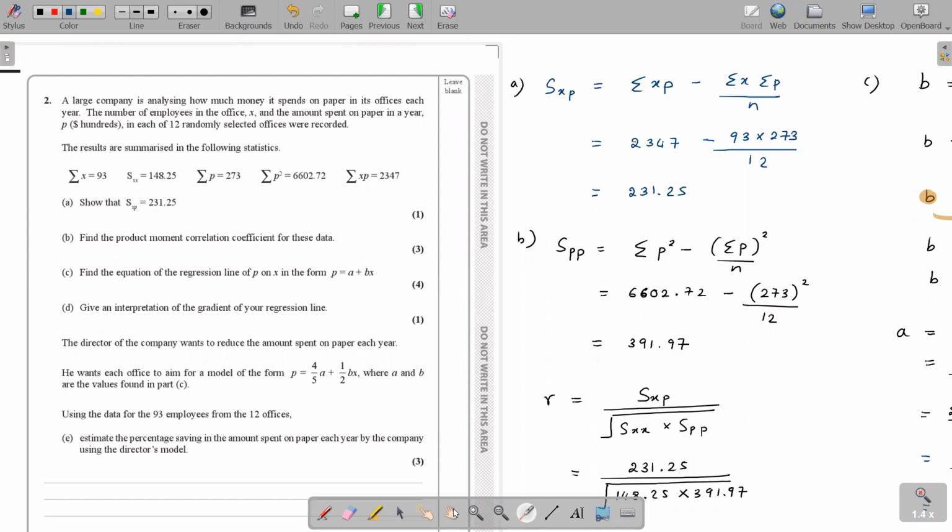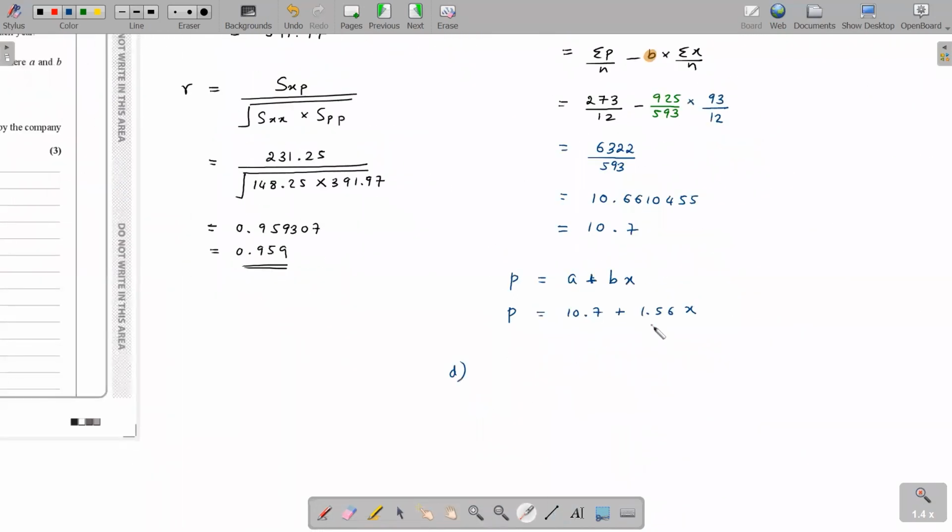So what does that mean? The amount spent on paper in a year is in hundreds of dollars. So what do we understand here for our gradient? When X increases by 1 unit, which means X is the number of employees, Y increases by the gradient. So for each new employee, for every extra person that we take on, what happens? When X increases by 1, Y increases by the gradient. Who is Y? P is the amount spent on paper for a year.